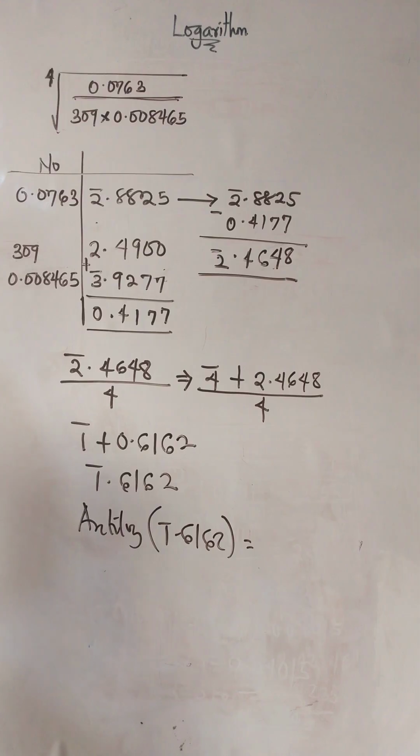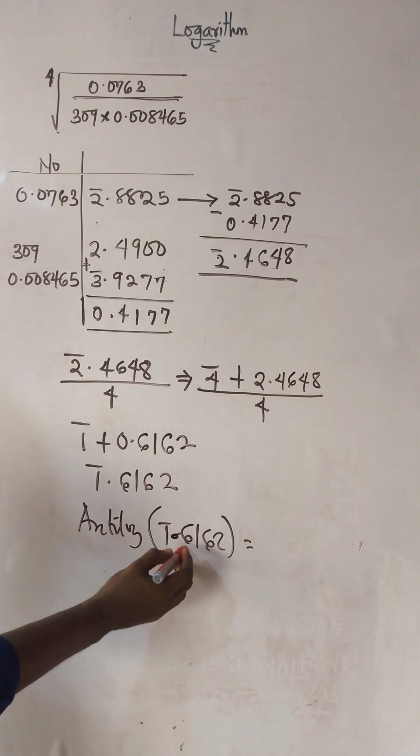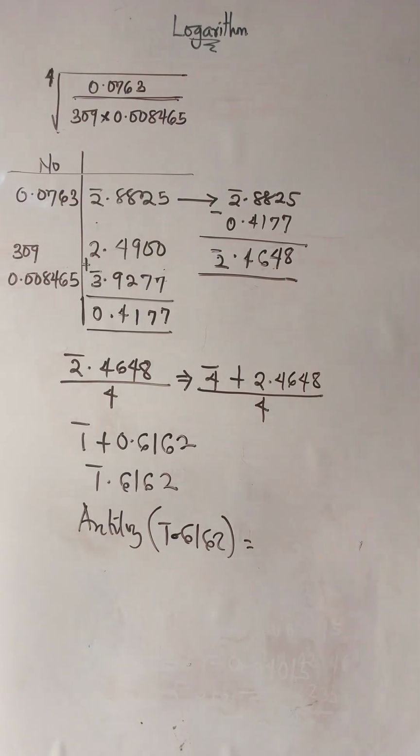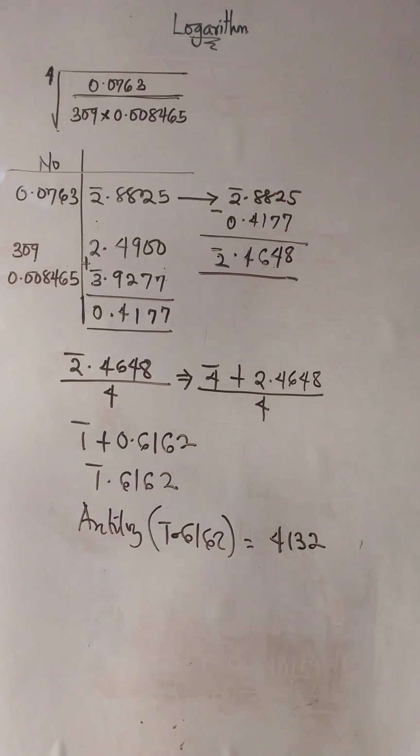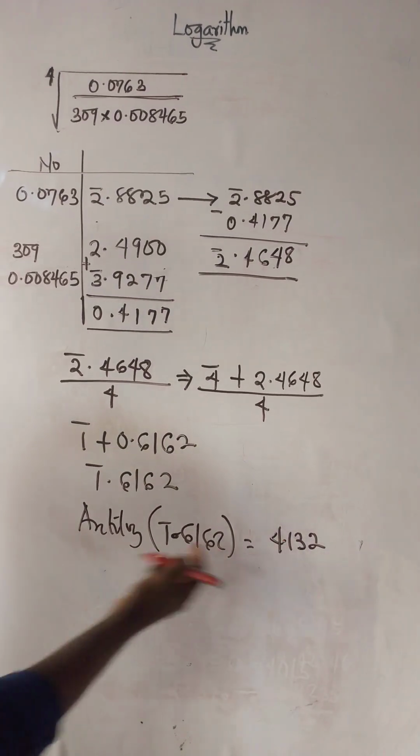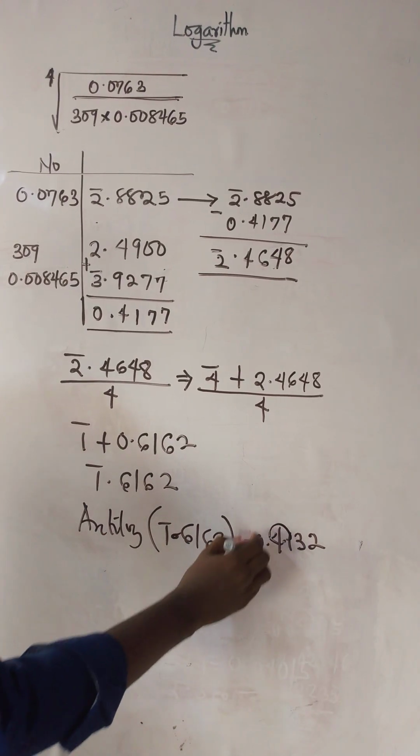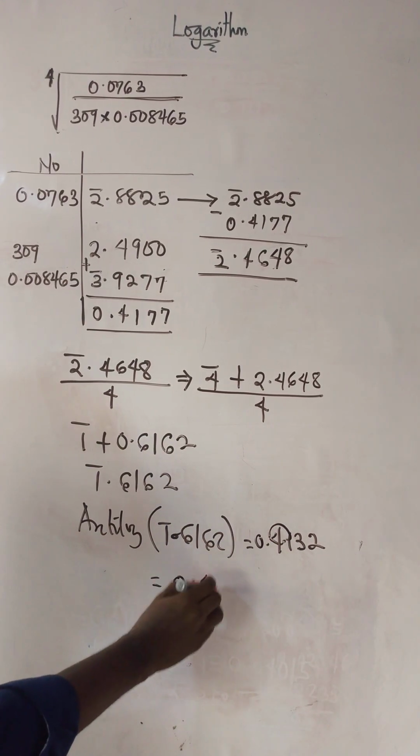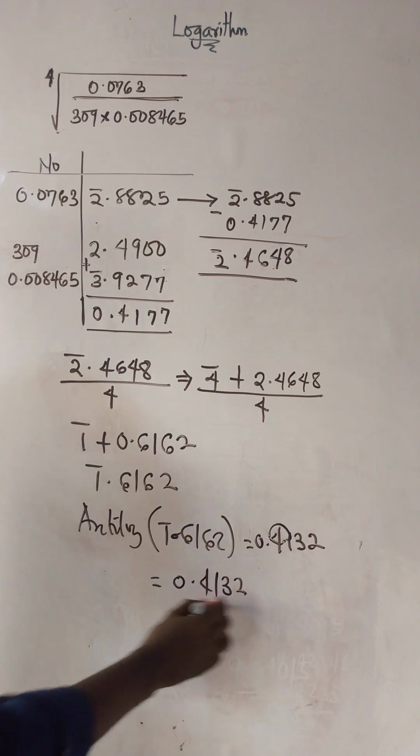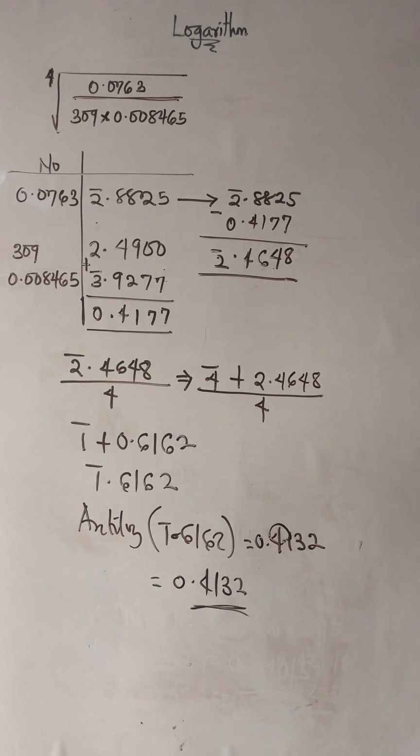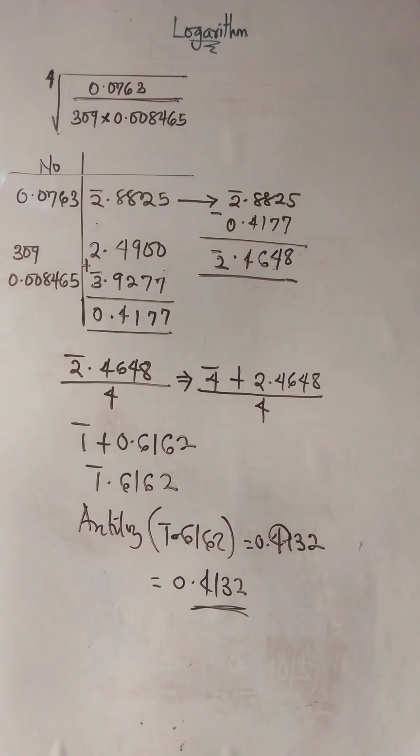So now we go to the antilog table and check 0.61 under 6 difference 2. We get 4132. The point is here. Bar 1 means we shift backward once. 0.0. So the answer is 0.4132. This time around, no error. So this is the correct answer.